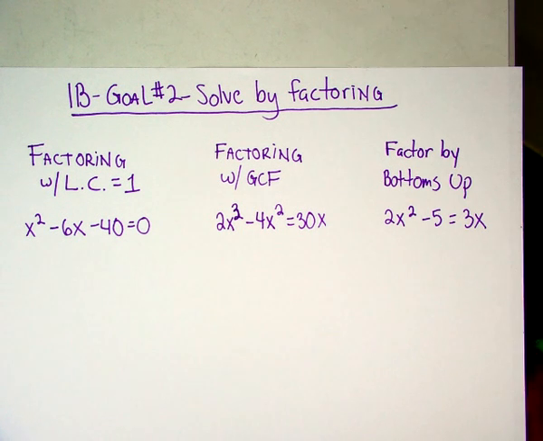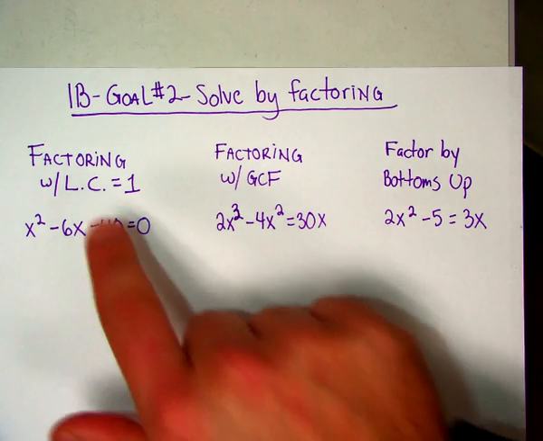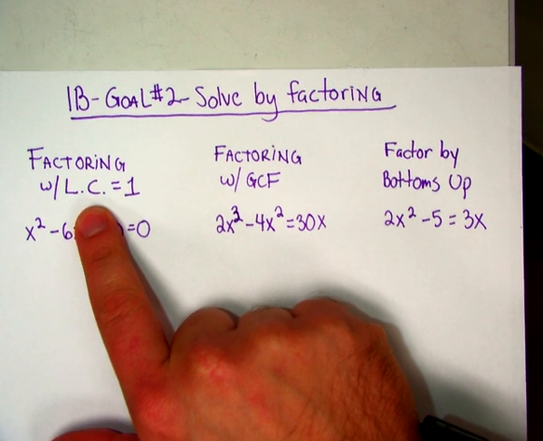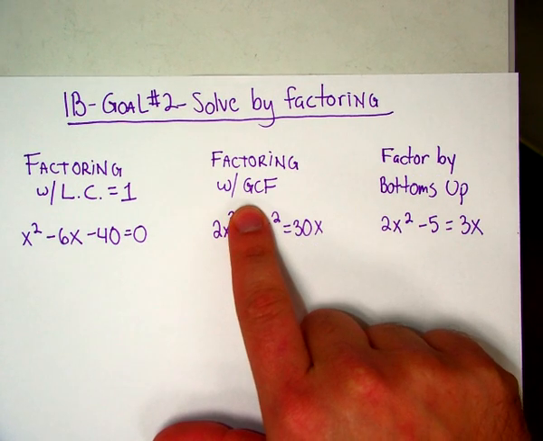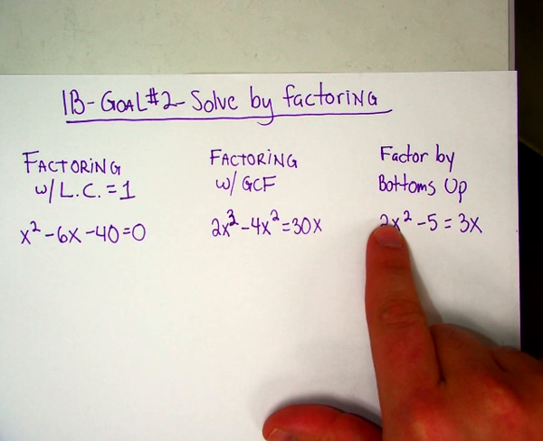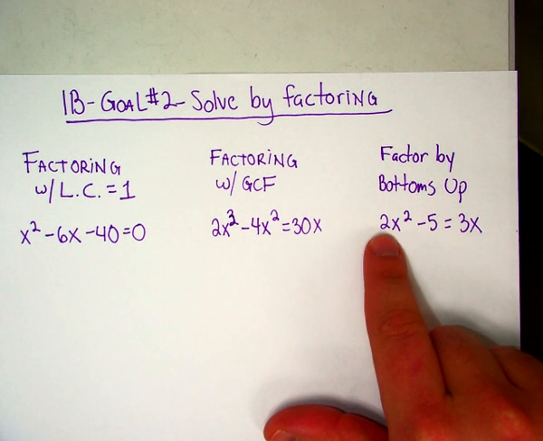Hi everybody. In goal number 2, we're going to be solving by factoring. In order to solve by factoring, we have to recall some of the methods that we actually encountered from P4, P5. So one of the first methods we did was factoring when the leading coefficient is equal to 1. We did factoring when there is a GCF, and then we did factoring by bottoms up, and that was when the leading coefficient was not equal to 1.